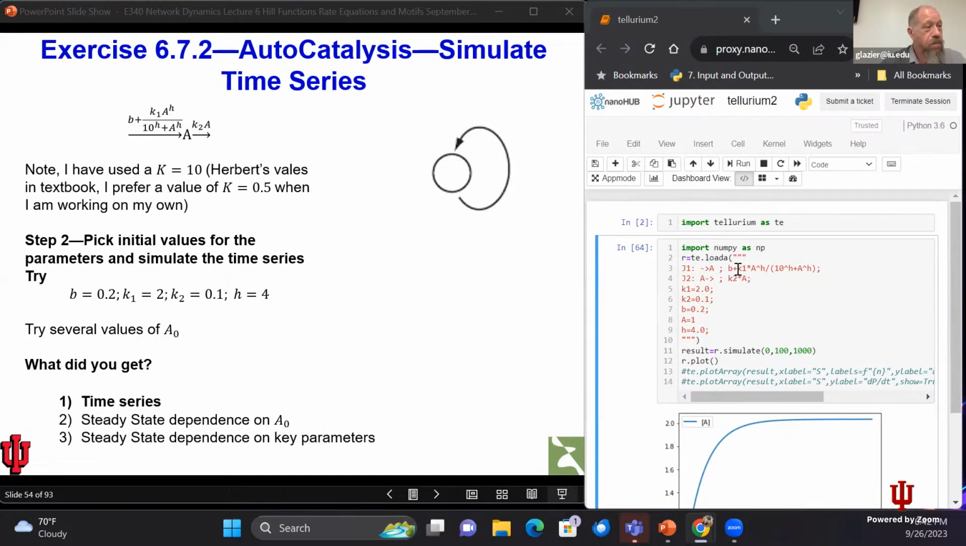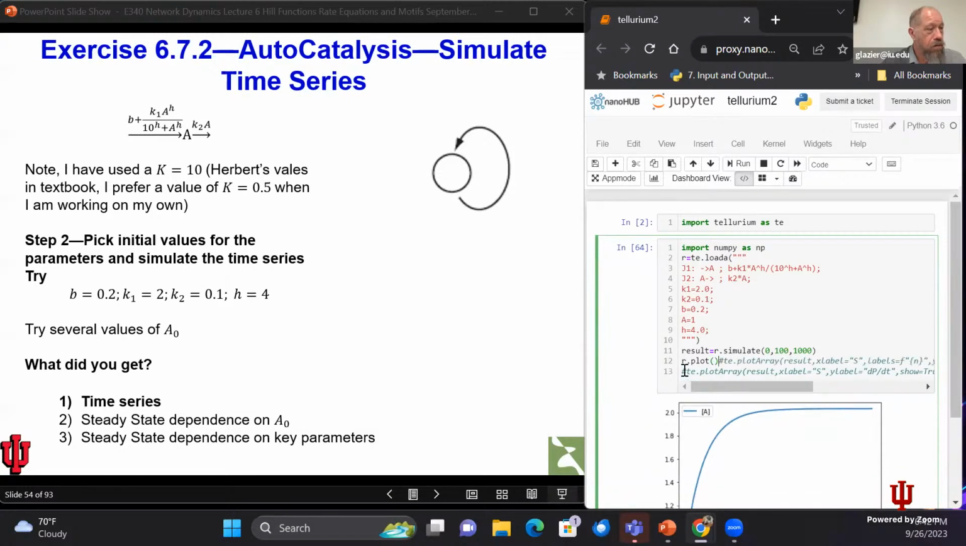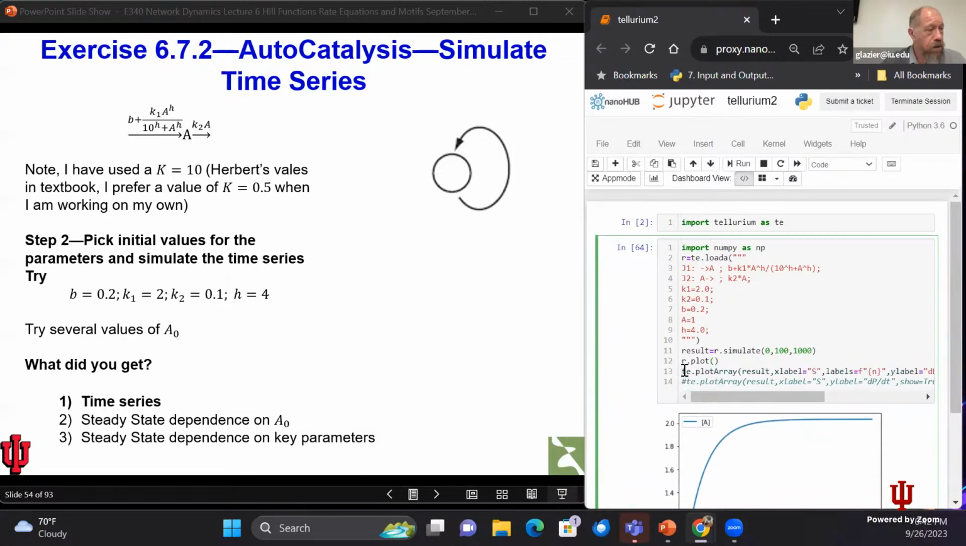Nothing goes to A at a rate B plus K1 times A to the H over K10 to the H plus A to the H. A goes to nothing at a rate K2 times A. I said K1 is equal to 2, K2 is equal to 0.1, B is 0.2. I started with an initial value of 1, and H is 4. I ran it for 100 time steps, and I probably should use the plot array function rather than the plot, because I'm going to want to overlay things.